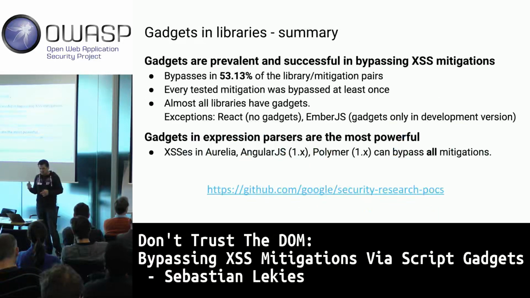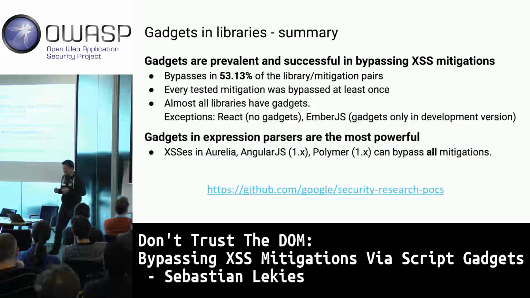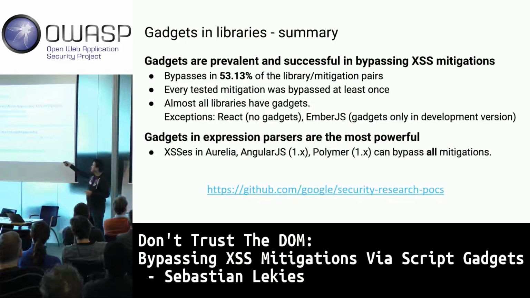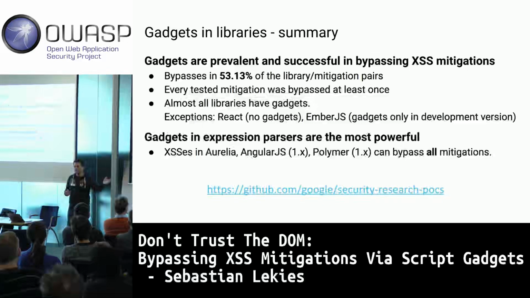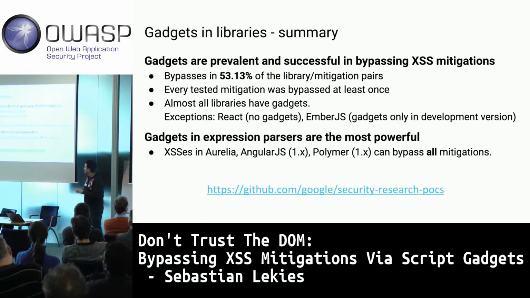Okay, so this was the study that we did on libraries. Basically, from the combination of libraries and XSS mitigations, we were able to bypass all the mitigations in 53% of all the cases. However, we always stopped at the first exploit. So whenever we were able to bypass a mitigation technique, we stopped. So there might be multiple other bypasses and gadgets in the libraries that we didn't look at.